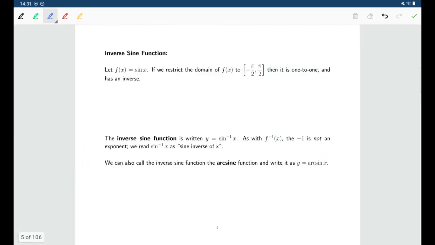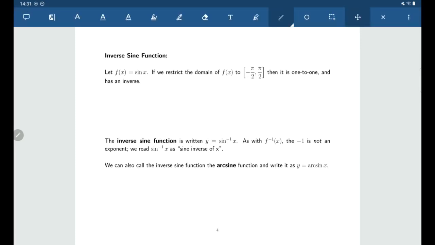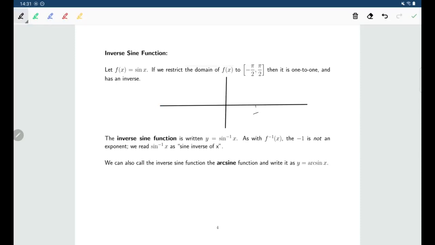So the interval that we'll be working with for sine of x is the interval from negative pi over 2 to pi over 2. And the reason why we're working with that as our interval, if we're thinking about the graph of sine of x, we know that between negative pi over 2 and pi over 2, the graph of sine of x would look a little something like this. It would reach its maximum value of 1 at positive pi over 2, and it would reach its minimum value of negative 1 at negative pi over 2.